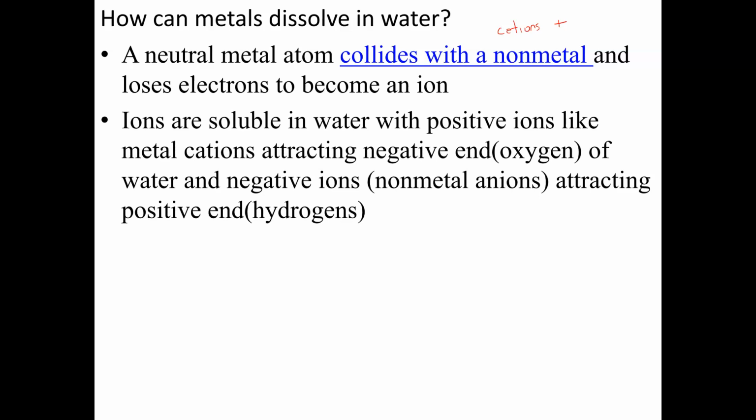So ions are soluble in water, with positive ions like metal cations attracting to negative ions, the oxygen end of water. So let's see what that looks like exactly. When you have water molecules, we'll draw one up real quick. Water looks like this.